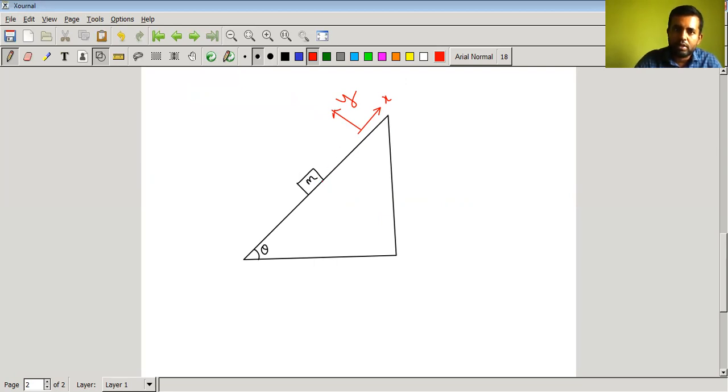Now let us do the same here. So let us say this is our x and this is our y.